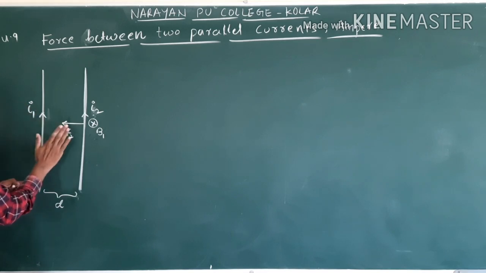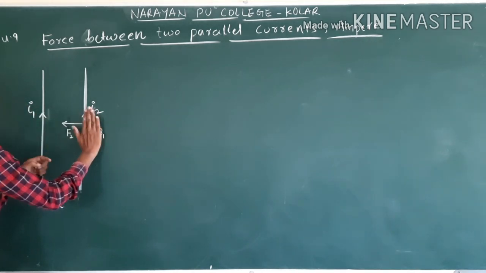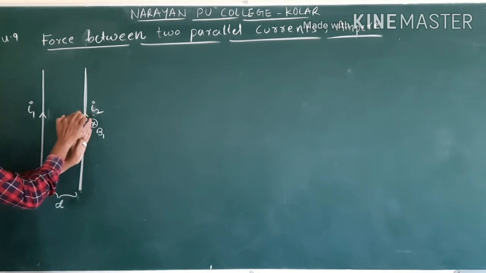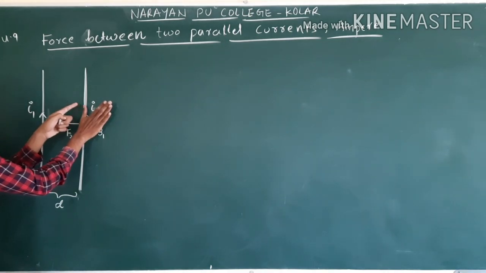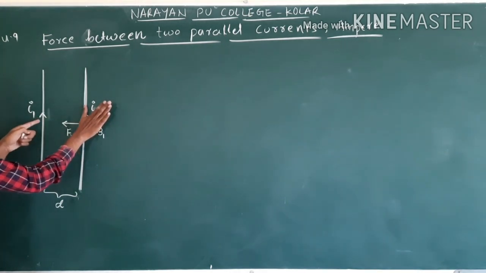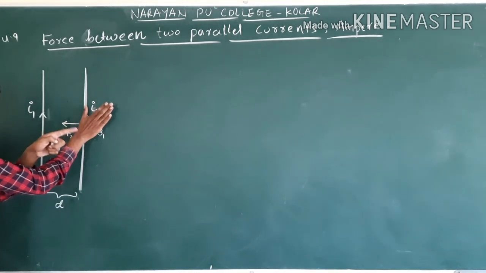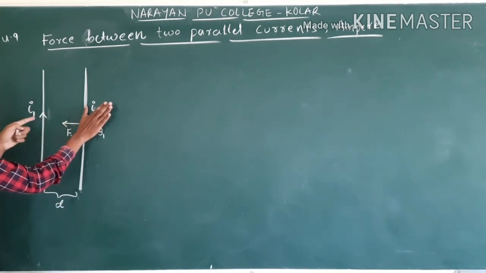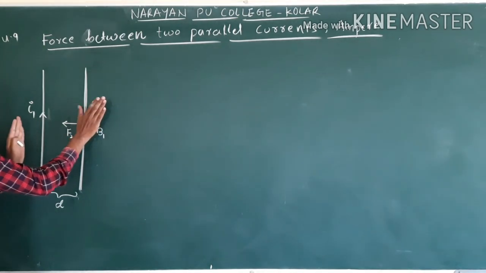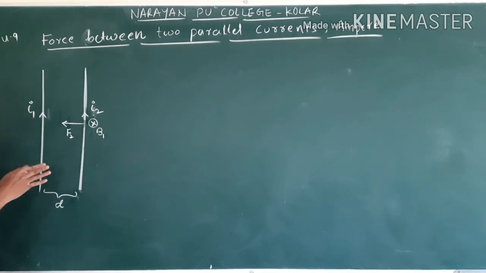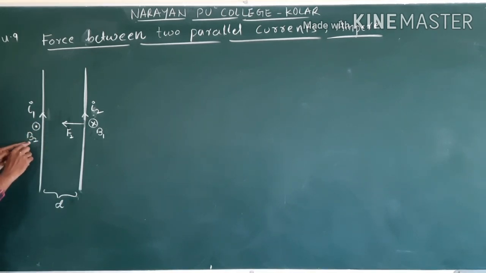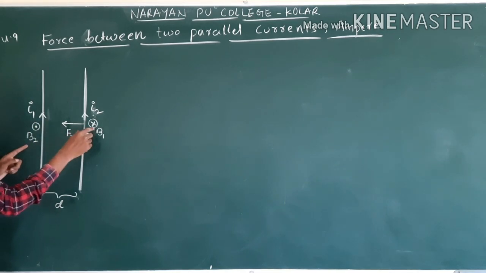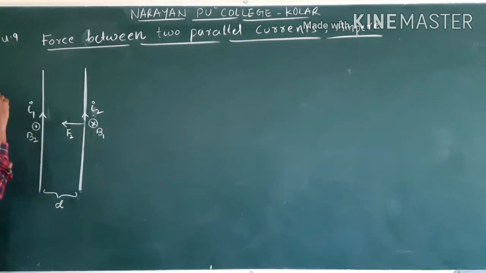Now, the same concept we will apply for the second. Leave this and take the second conductor. This second conductor will develop a magnetic field. I am finding the magnetic field produced by the second conductor at the first conductor, and its direction. See, this conductor is on this side, so curl the finger. This is coming out of the board, so out of the board means it is a dot. So this is B2. B2 means the magnetic field produced by the second conductor near the first conductor.